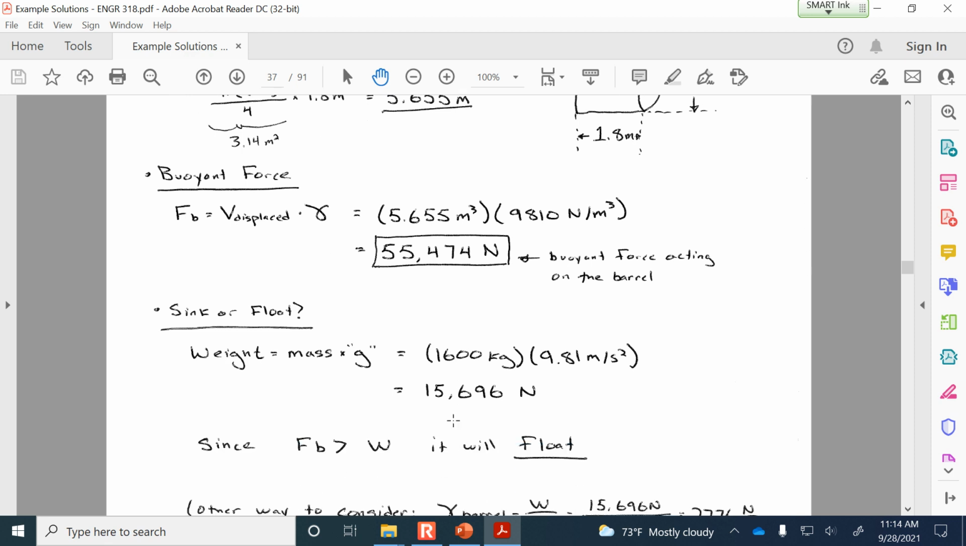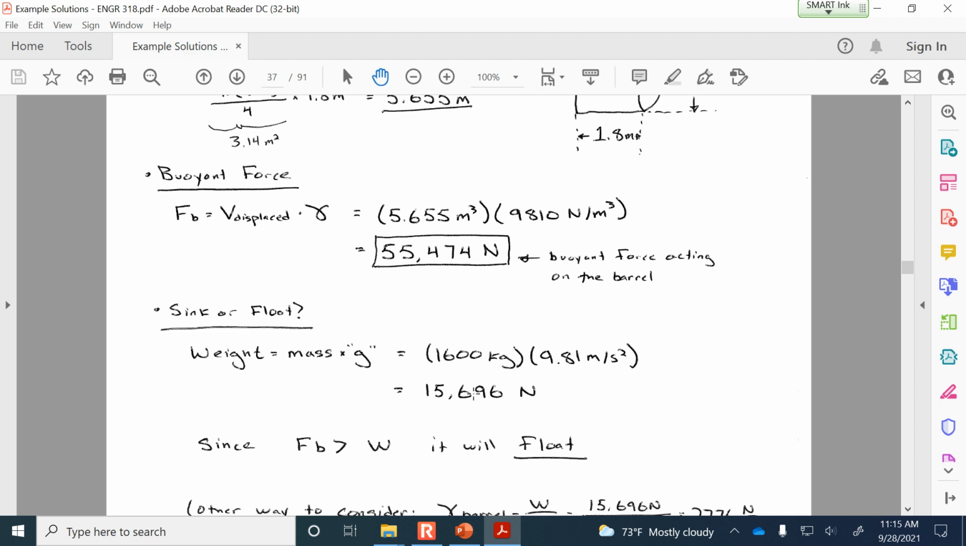And then whether it'll sink or float, we have to compare it to the weight. And so we know the mass, and weight is mass times gravity. So we've got 55 kilonewtons pressing up, but only 15.7 kilonewtons going down. So it's going to move towards the surface until it comes into equilibrium. And what it'll do is it'll float until only enough of it is submerged so that the buoyant force is equal to 15,696 newtons.